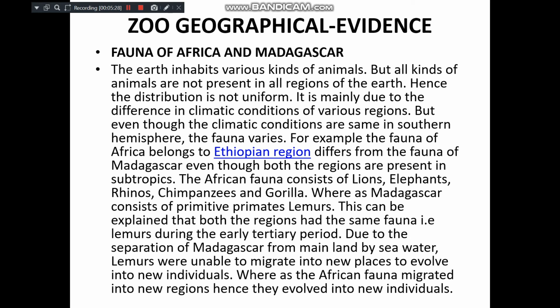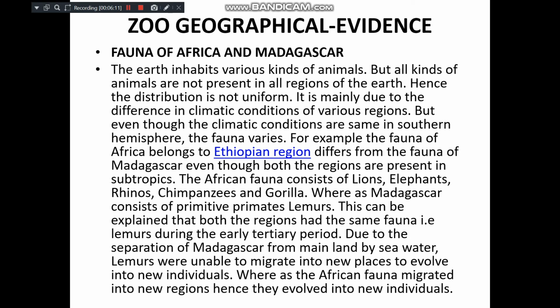Then, geographical evidences. What do I mean by geography? Geography refers to the distribution of animals in the world. Biogeography refers to the distribution of living beings in the world. If you closely observe the fauna of Africa and Madagascar, all kinds of animals are not present in all regions of the world. So the distribution of animals is not uniform. Though the climatic conditions may be the same, the fauna varies.